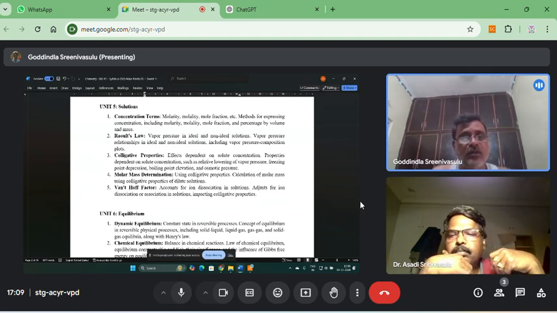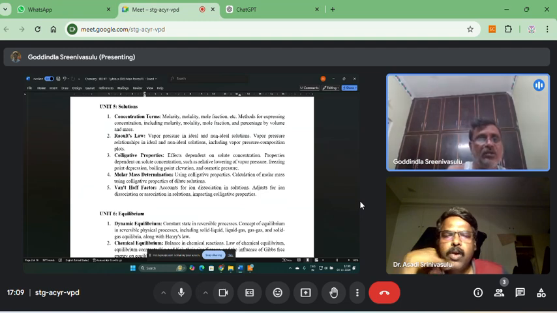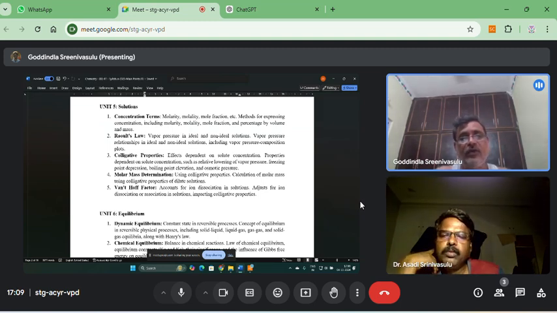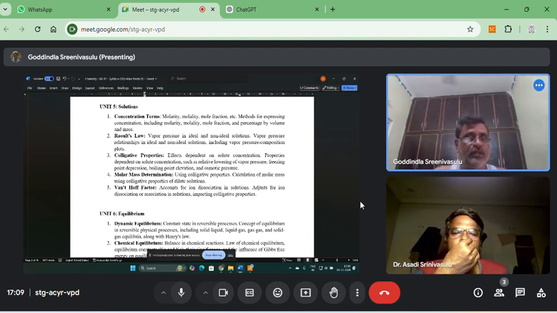Then molar mass determination. Calculation of molar mass using colligative properties of dilute solutions is possible. Similarly, there is a factor called the Van 't Hoff factor. It accounts for ion dissociation in solutions. It adjusts for ion dissociation or association in solutions, impacting colligative properties.